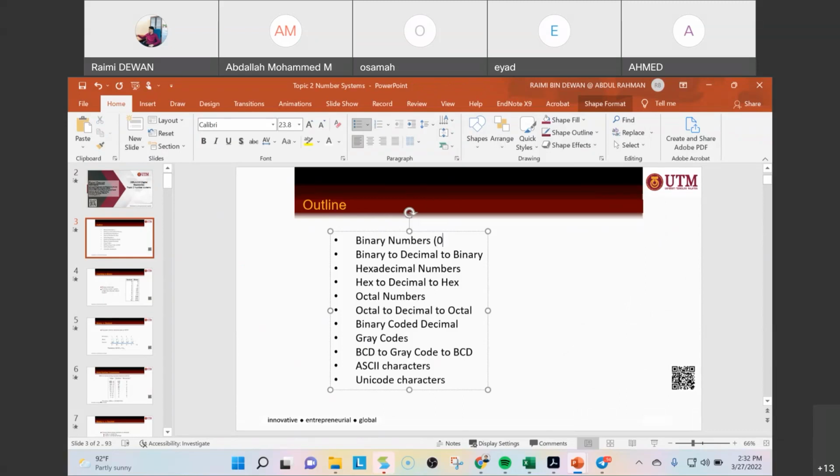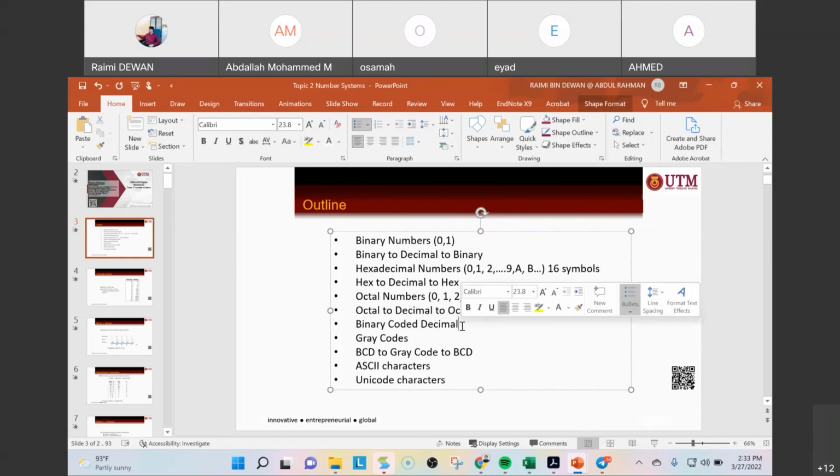For example, this one is a hexadecimal number where we have 0, 1, 2, until we have 9, then we have another one, A, B, and so on. Then we have octal numbers, where we have 0, 1, 2, until 7. So we have eight symbols. For hexadecimal, we should have 16 symbols. And then octal to decimal is the conversion.